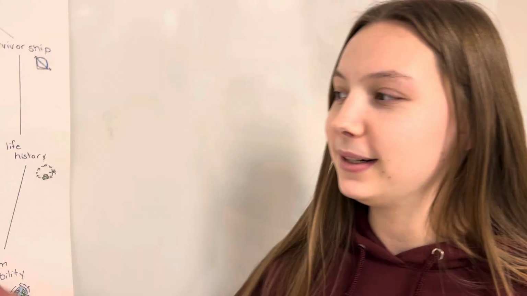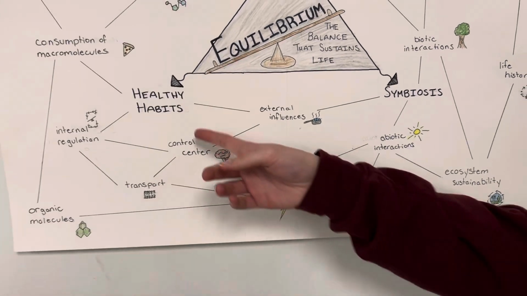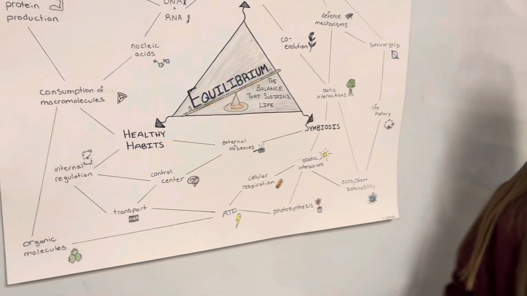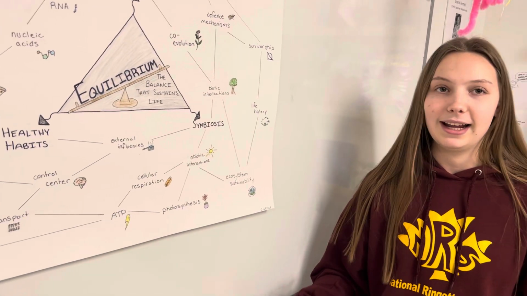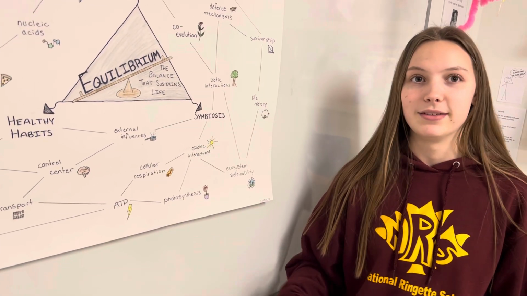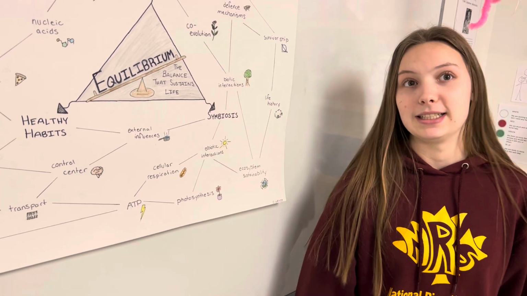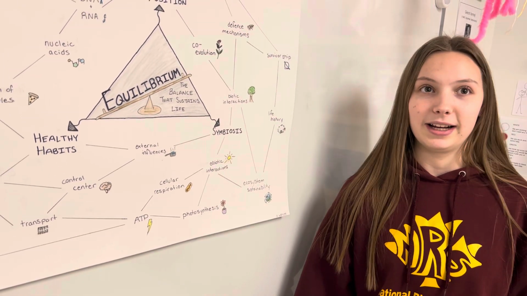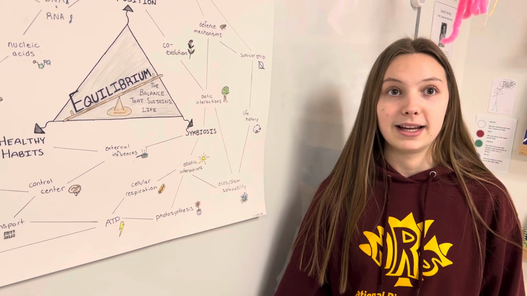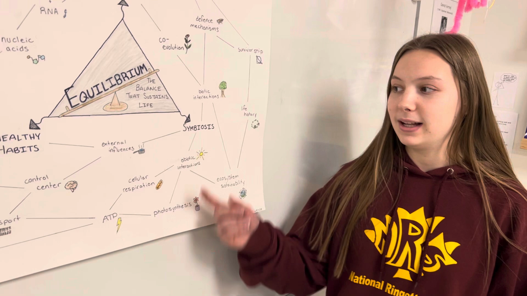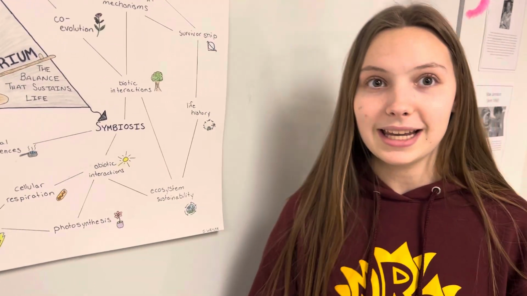Okay, so I'm going to talk about this bottom section here. On one side I have healthy habits as one of my main branches coming off of equilibrium. Because I find that healthy habits are a balance of things that you choose to do, but there's also healthy habits that your body does, such as the way it regulates your blood pressure and your breathing, and those are habits that your body does as well. As well as symbiosis, which is more like healthy habits in your environment.